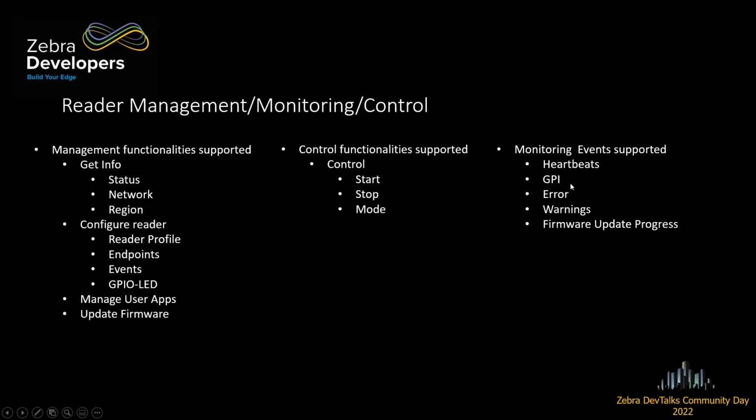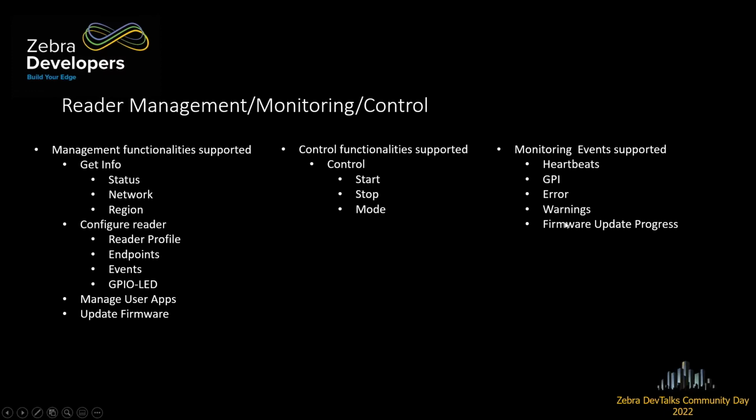So if there is a GPI transition that has occurred on any of the GPIs of the reader, that will be sent out as an event on the monitoring interface as well, so that if there is an application that is interested in knowing this event, it can process that message on the MQTT or HTTP post server. And there are error and warning events as well.